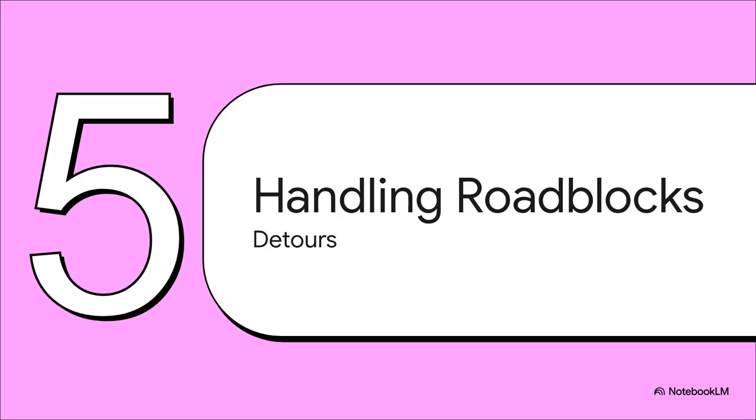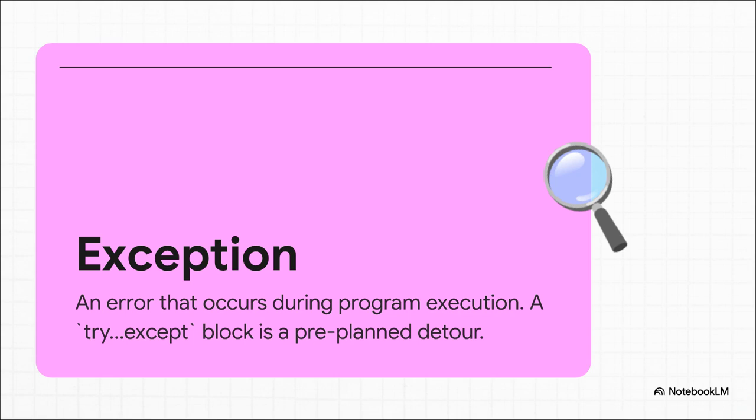Okay, finally, let's talk about the real world, because things don't always go to plan. What happens when our program hits an unexpected error, like a road that suddenly closed on its journey? These errors that pop up while the program is running are called exceptions, and instead of just letting them crash everything, we can actually plan for them using a try-except block. You can think of it like planning a detour. We try to do something, and if it fails, we accept that error and follow a backup plan instead.